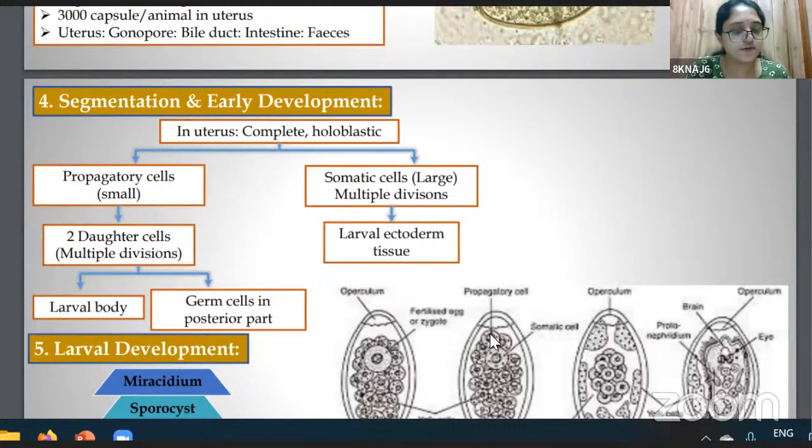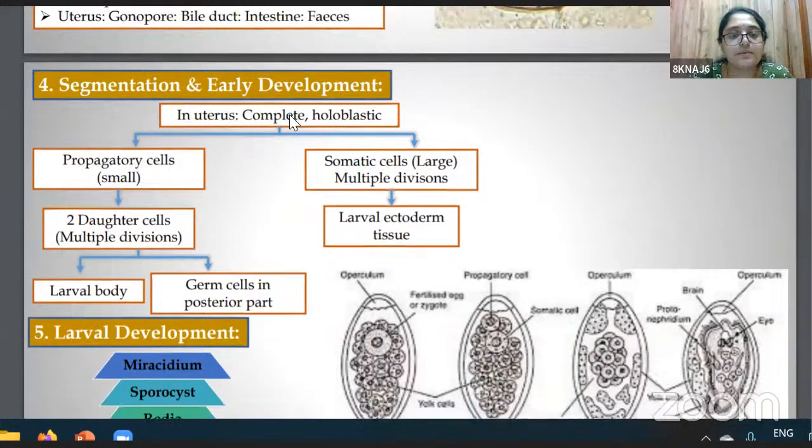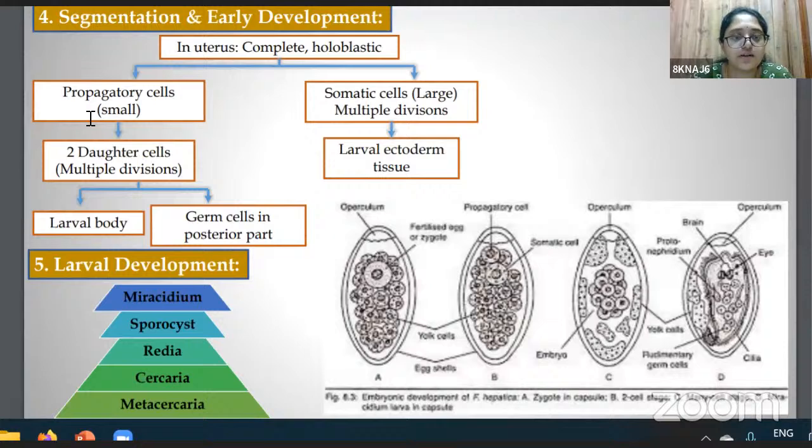So when you see the life history of Fasciola hepatica, you can see the adult fluke, we'll come to this later, then cleavage and early development. So in cleavage, what happens is in the uterus, it is complete and holoblastic. You have propagatory cells that are produced, which are small. And then you have the somatic cells, which are large. The somatic cell divides and forms the ectodermal tissue. The propagatory cells are small.